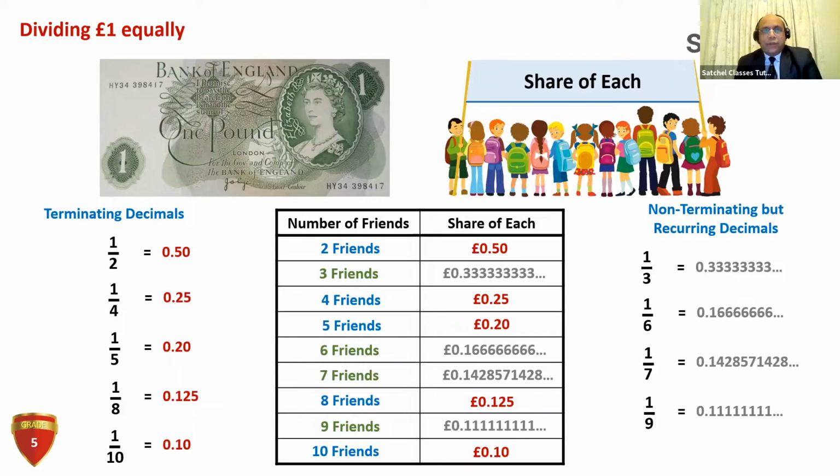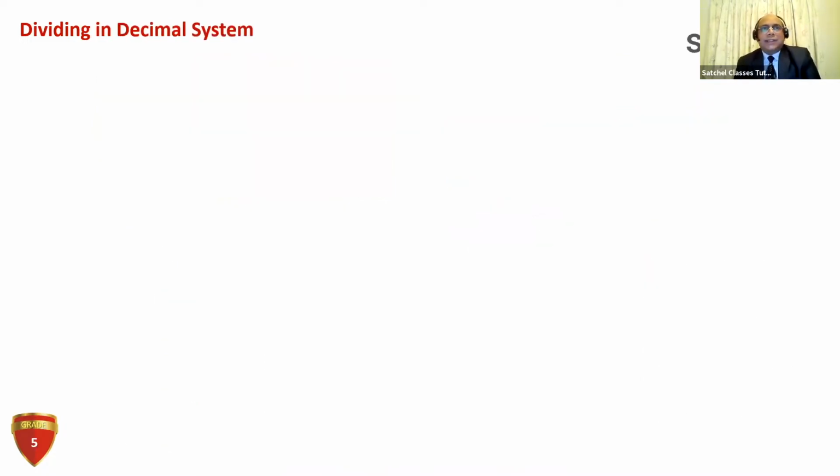Now, how do we know when we would end up getting terminating decimals and when we would end up getting non-terminating decimals? That is an important thing, right? For that, we need to understand the number system that we use in everyday life. And that number system is called the decimal system. Now, what is the decimal system?